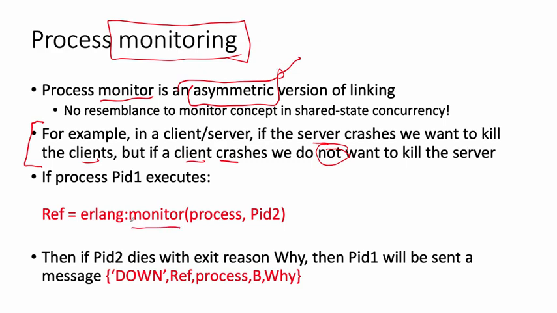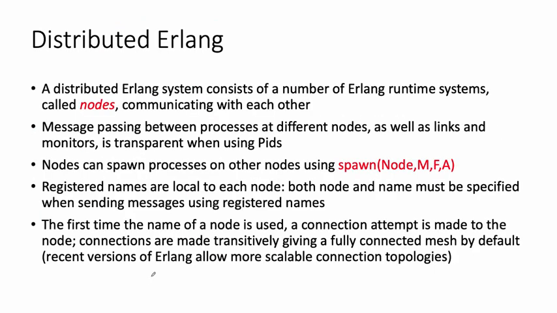So you can make a monitor where PID1 will monitor PID2, and if PID2 dies, then you will get a message saying DOWN of PID1. Okay, so there's monitoring, which is a variation of linking that's asymmetric. So far we have registering and linking.